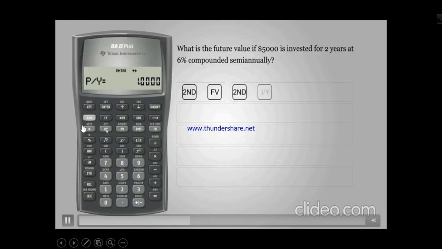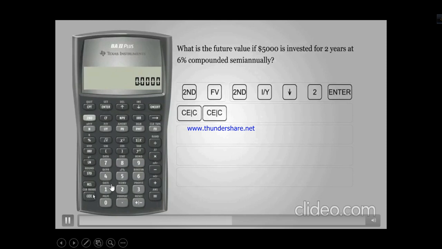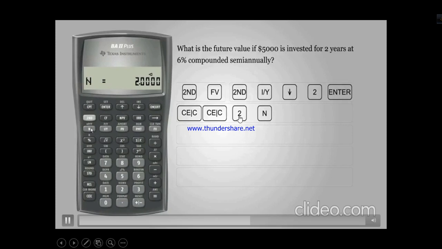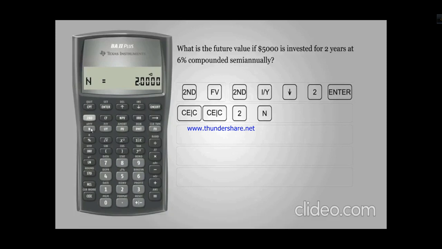You have to calculate future value. Press second, then the interest calculator arrow button, then press the arrow button, then 2 as the 2 years, then press enter. After that, press C, E, C, 2 times, then multiply by 2 times, because annually means 2 times. N means number of years. Then ultimately the calculator will give the figure.